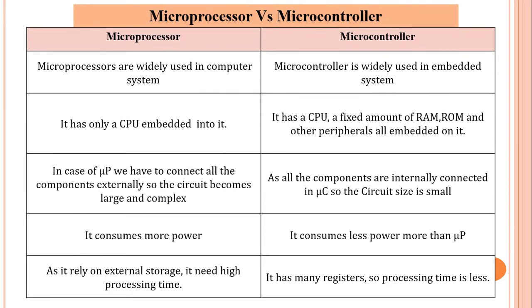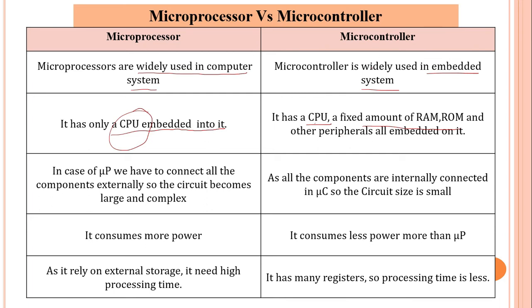If you observe some differences between microprocessor and microcontroller, the microprocessor is widely used in computer systems and the microcontroller is widely used in embedded systems. And as we observed in the block, the microprocessor has only the CPU embedded into it. In the case of a microcontroller, along with the CPU, we have a fixed amount of memory like RAM, ROM and other peripheral devices like counters, timers and interrupts included in a single chip.